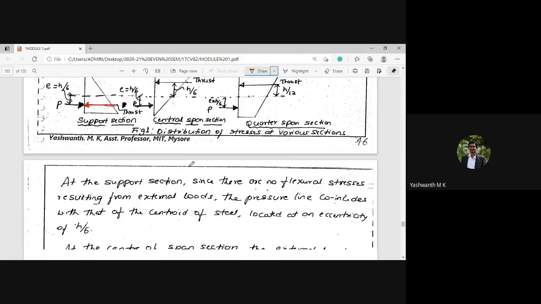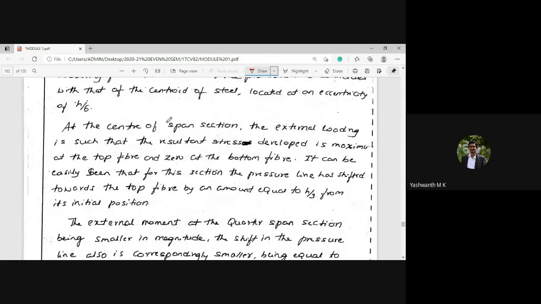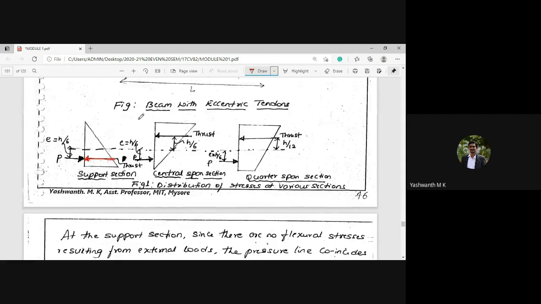Next, we'll move on to the next. Now the very important thing: at the center of the span, the external load is such that the resultant stresses developed are maximum at the top fiber and zero at the bottom fiber. That's what, maximum at the top fiber and zero at the bottom fiber.